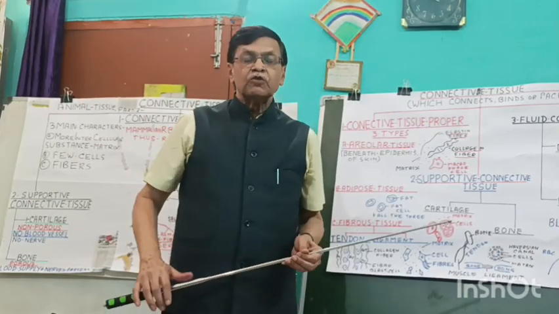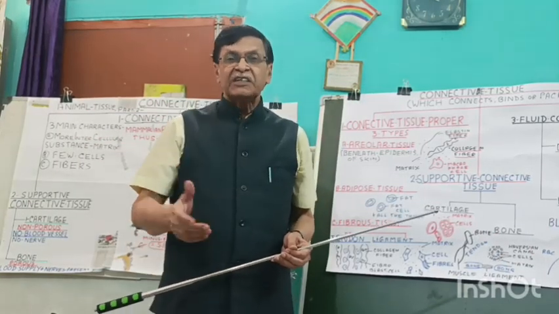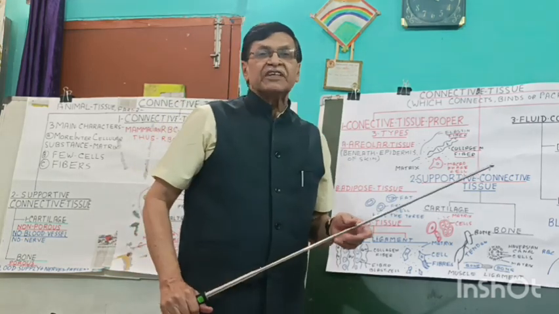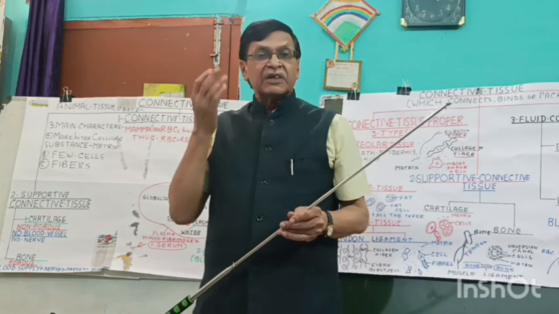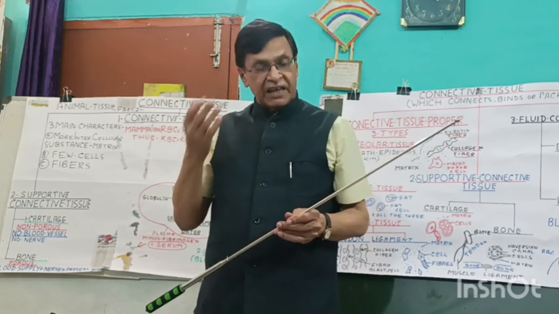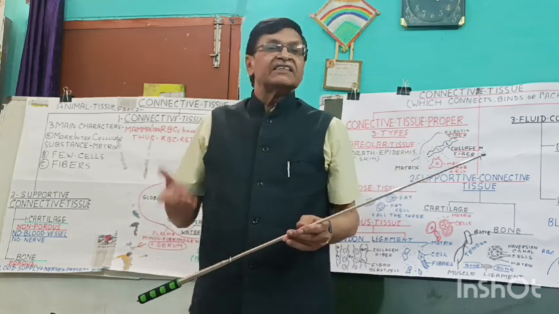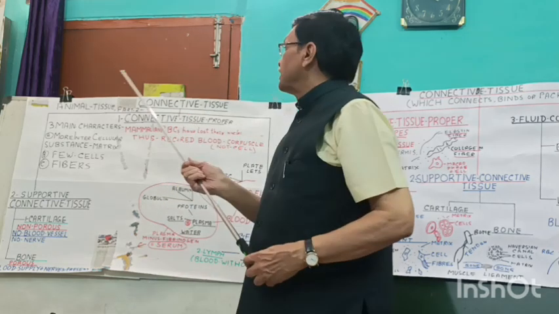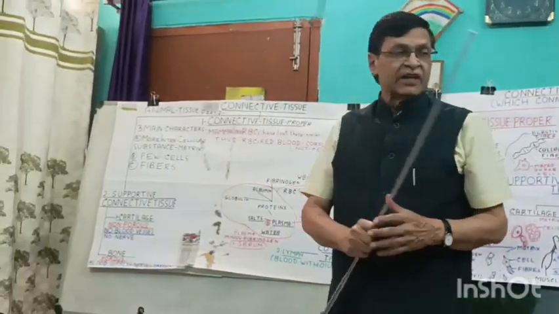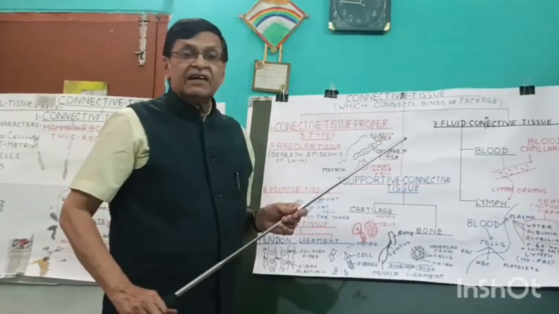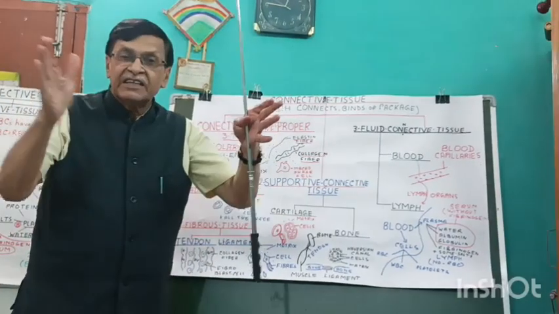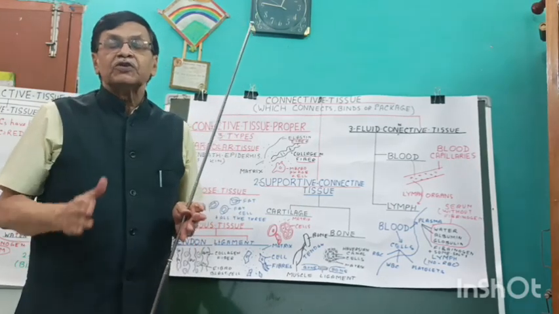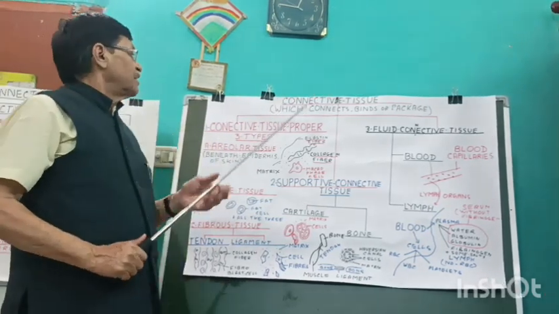Today we will talk about the second part of animal tissue. In the first part we have already discussed epithelial tissue, muscle tissue and nervous tissue. Today in the second part we will talk about the connective tissue. Connective tissue, what does it mean? It connects, binds or packages different tissues and different organs.